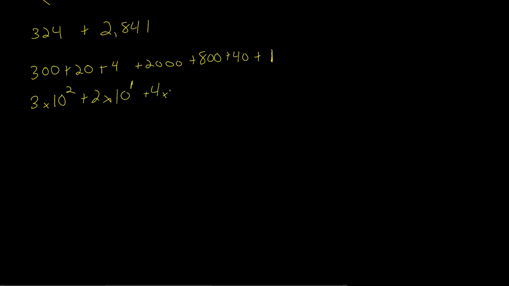So 4 times 10 to the 0 plus 2 times 10 to the third plus 8 times 10 squared plus 4 times 10 to the first plus 1 times 10 to the 0. So what I've done is I've written it as some number times some power of 10. And what comes out of this is when we added things, I can't add 3 times 10 squared plus 2 times 10 to the first. And it comes from, let me see if I can do it here. We had this rule.